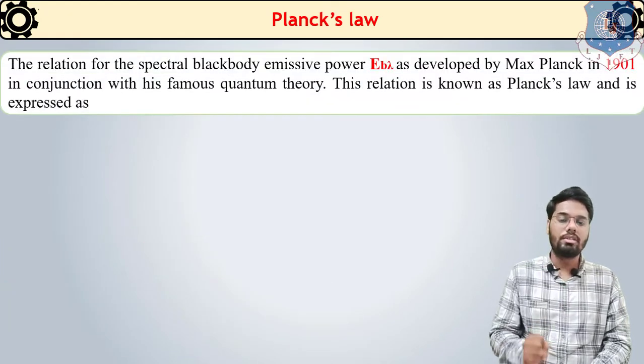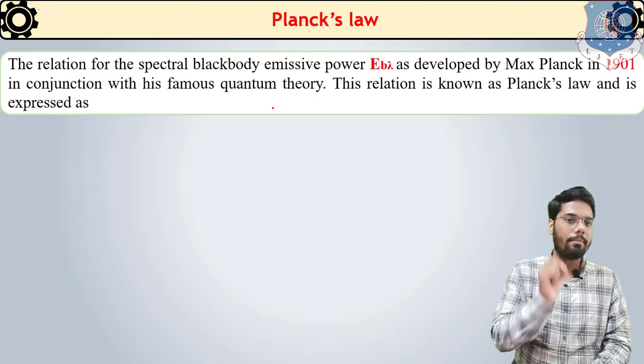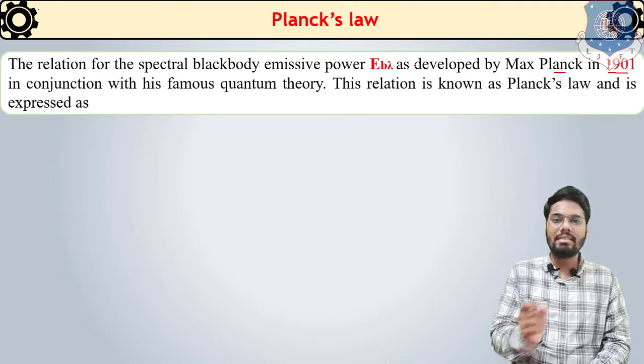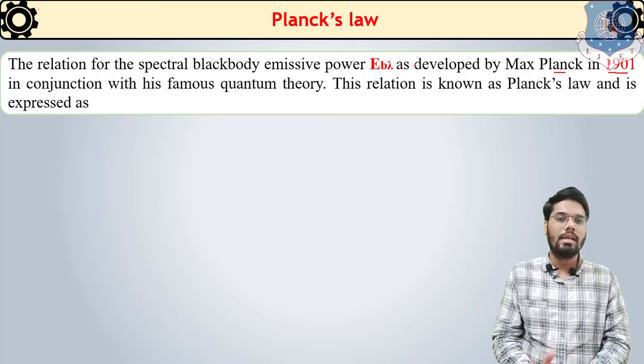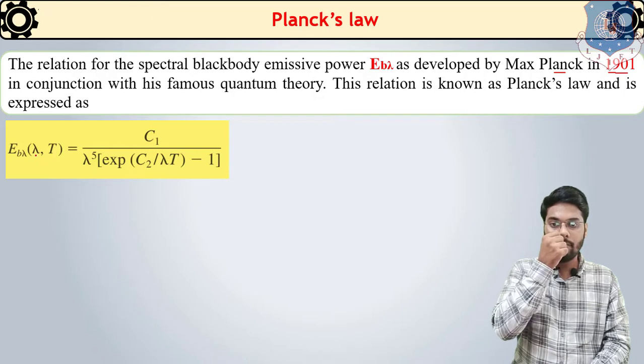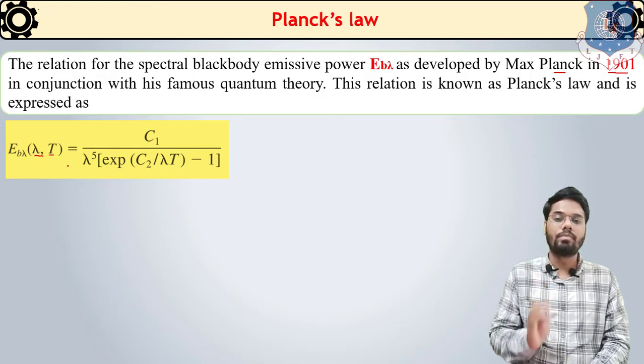So the relation for the spectral black body emissive power, Eb lambda, meaning the emissive power at a particular wavelength lambda, was developed by Max Planck in 1901 in conjunction with the famous quantum theory. This relation is known as Planck's law. It is expressed as Eb lambda, at a particular temperature, that is, lambda comma T represents the wavelength at this particular temperature, equal to C1 divided by lambda raised to 5, in brackets, exponential of C2 divided by lambda T, minus 1.